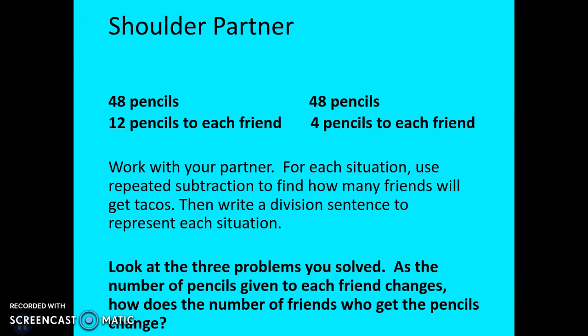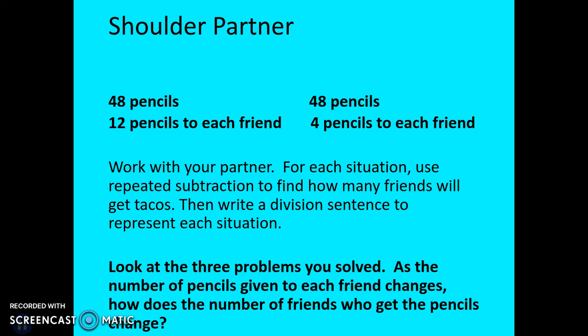All right, normally if we were at school, I would have you working with a partner, and when it says shoulder partner, that means the person right next to you. But since we're not at school today, I want you to just use a dry erase board, and I want you to think about what it would look like if you had 48 pencils, just like Caroline had, but you wanted to share those in groups of 12. How many friends would you be able to share those with?